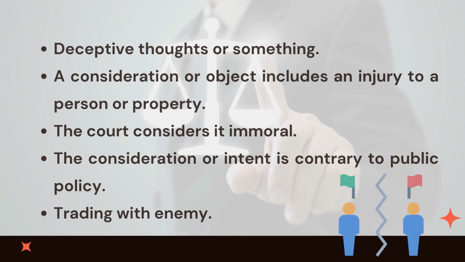and number 6, last but not the least, trading with an alien enemy. Where countries' relationships are disturbed, in that scenario you cannot deal with that particular country or a person of that country, and if you are trading with that alien enemy, then it is illegal.